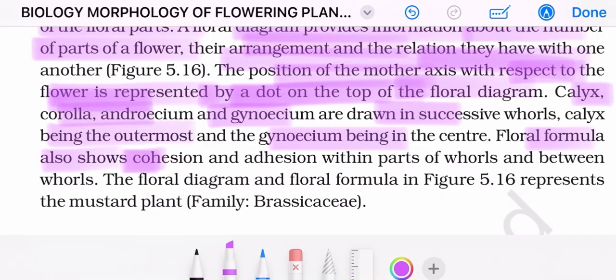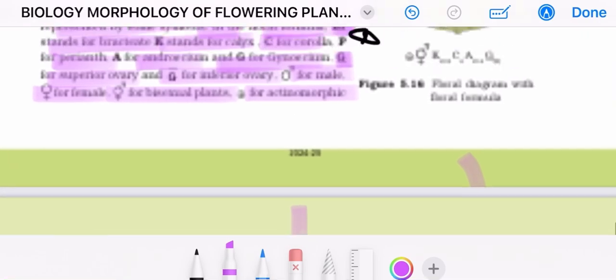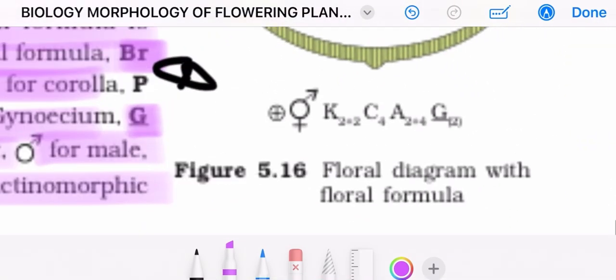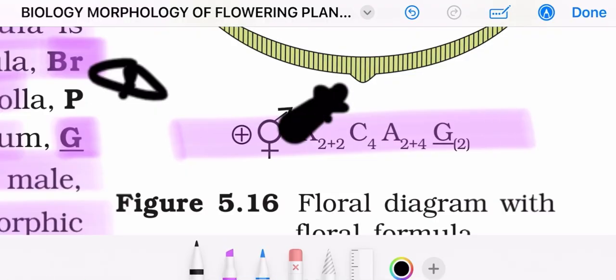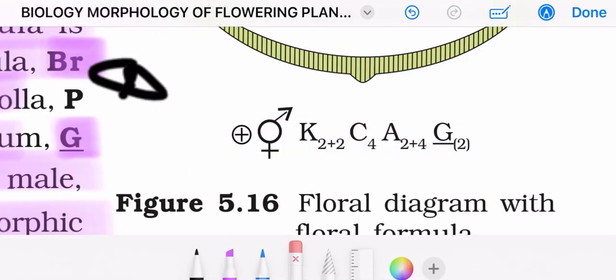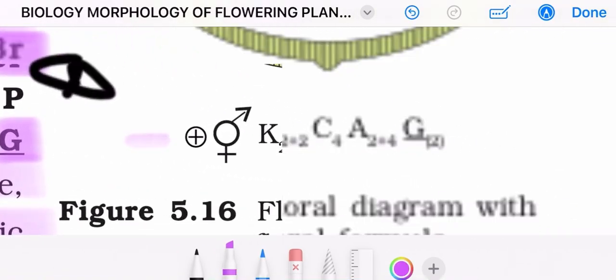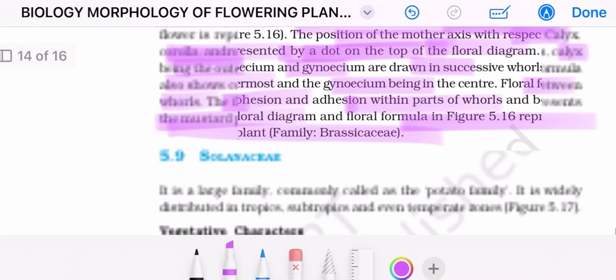Floral formula also shows cohesion and adhesion within parts of whorls. Floral diagram and floral formula represent the mustard family Brassicaceae. This represents the family Brassicaceae. This is plus, bisexual. K is for what? Tell me. K is for calyx, and C is for corolla, A is for androecium, and G is for gynoecium. This formula is for what?